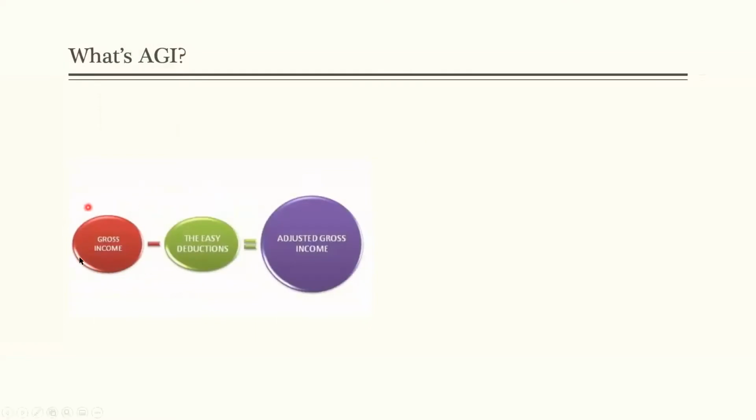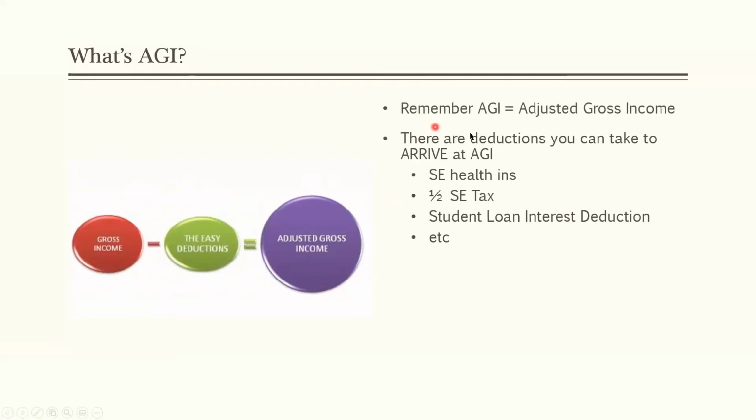Remember, we start with our gross income, we subtract the easy deductions, which are the ones that are for AGI, and that equals our AGI. The deductions you can take to arrive at AGI are your self-employed health insurance, which we'll look at in a minute, one half of the self-employment tax, which we'll talk about, and student loan interest deduction, etc. We're going to look at all these in just a little bit.